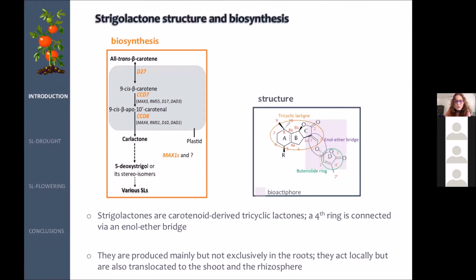Are you changing my slides? Oh, because no, I can't change the slides by itself.